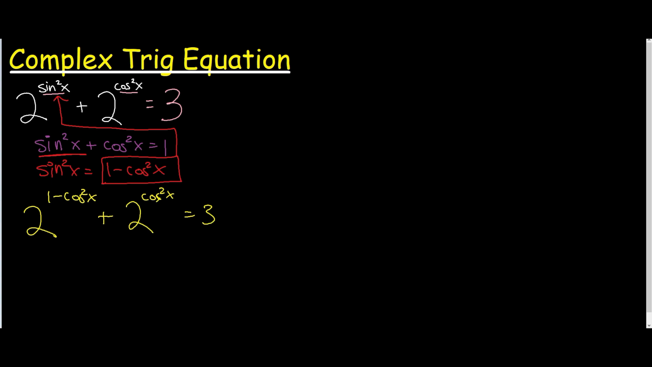Okay. So what happens next? How do we go anywhere from here? Because there's a plus sign between the two terms, so we can't really do anything. If this is a multiplication sign, that would be a different story. But what you can do here is use the quotient rule of exponents and rewrite this as 2 to the 1 divided by 2 to the cosine squared x, right?